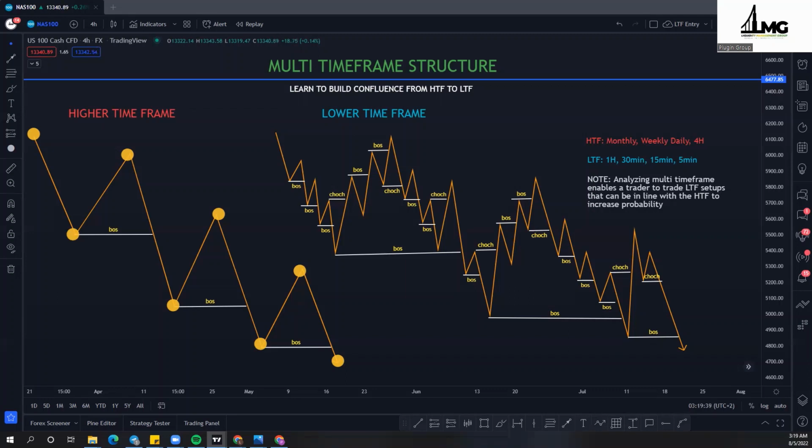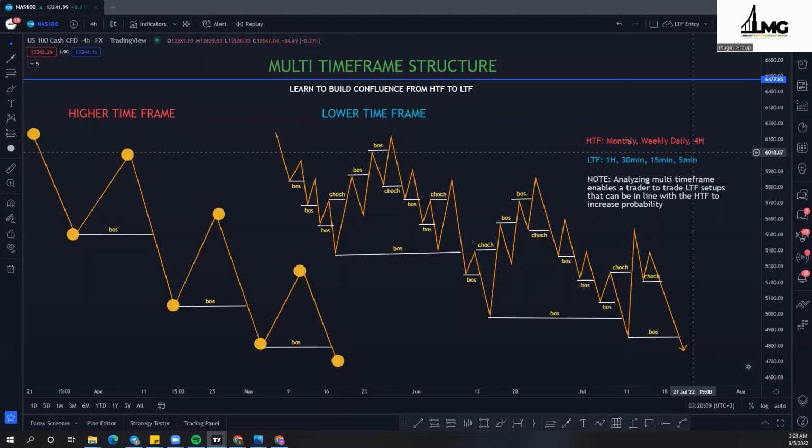So time frames are basically divided into two forms: the higher time frame and the lower time frame. The higher time frame, as the name implies, gives us the long term perspective. When I say the higher time frame, I mean the daily time frame. From the daily perspective, they give us a monthly perspective, weekly perspective outlook. That's in the higher time frame.